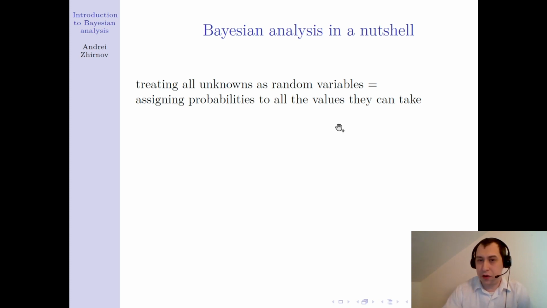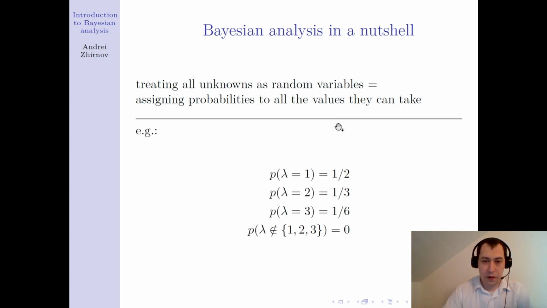This can be done in a number of different ways. First of all, we can list all the possible values of our unknowns and assign probabilities to each of those values. As shown here on the slide, we can say that the variable lambda takes the value of 1 with the probability of 1/2, it takes the value of 2 with the probability of 1/3, and it takes the value of 3 with the probability of 1/6. The variable lambda will take any value other than 1 to 3 with the probability of 0.